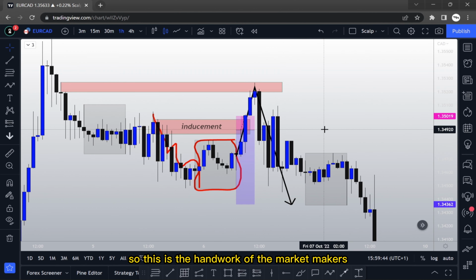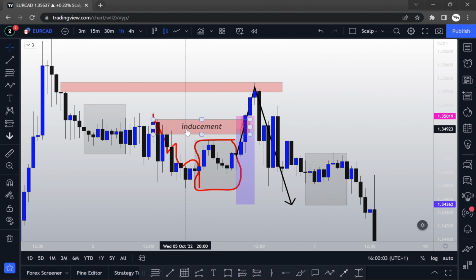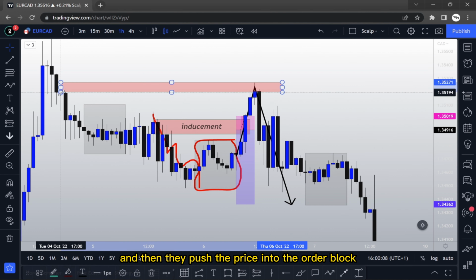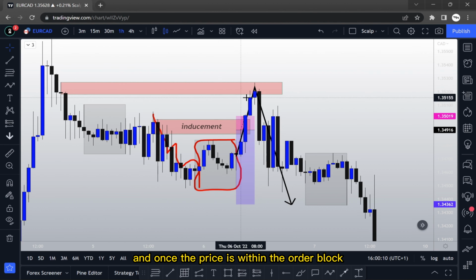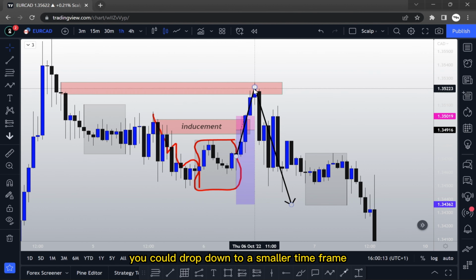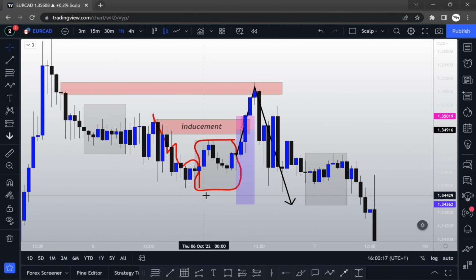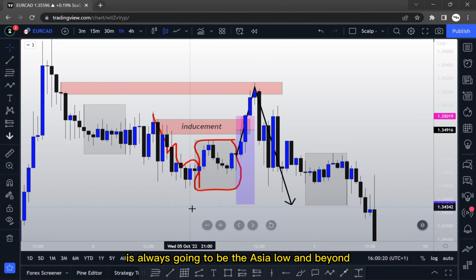So this is the handiwork of the market makers. In order to fulfill their orders, they need to take out your orders, okay, take out your stop losses, take out the stop losses of the hedge funds and all these institutions. They take them out, and then they push the price into the order block. And once the price is within the order block, you could drop down to a smaller time frame and then take the price to the downside. Take profit is always going to be the Asia low and beyond.